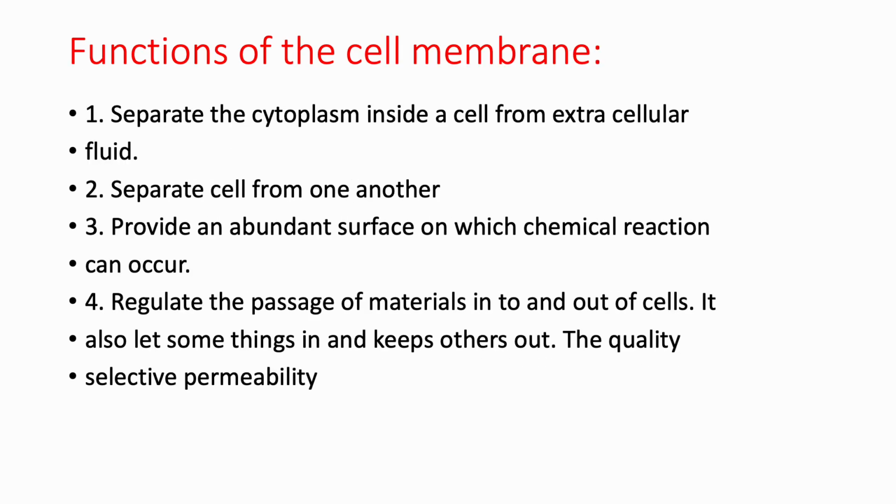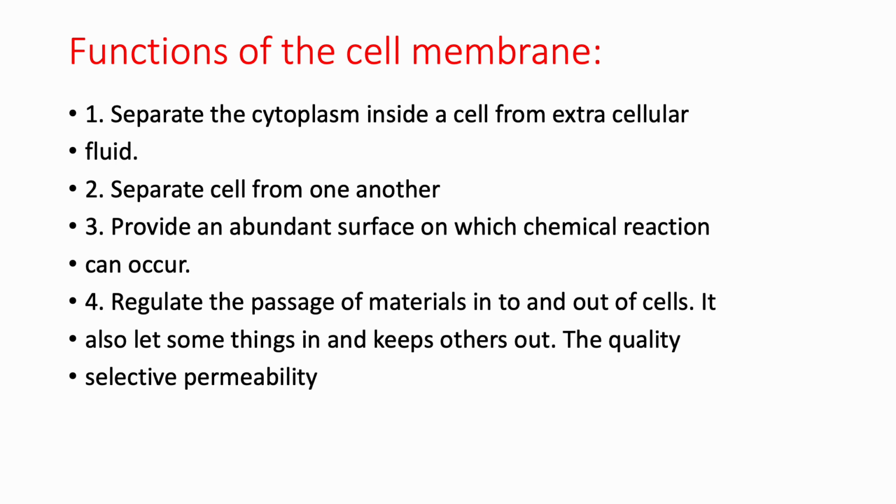The main functions of the cell membrane are to separate the cytoplasm inside a cell from the extracellular fluid and to separate cells from one another. They provide an abundant surface on which chemical reactions can occur, with structures, receptors, and other things. They also regulate the passage of materials in and out of the cell. They let some substances in and keep others out. They qualify as selectively permeable. That is the cell membrane, a lot to cover, but that is it in a nutshell.